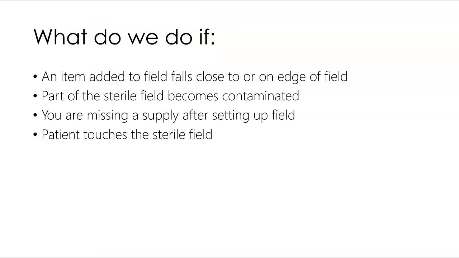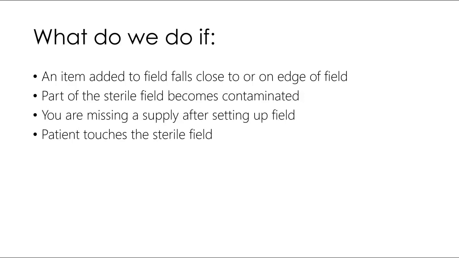Okay, so here are some scenarios about maintaining sterile technique and what we need to do if this happens. For instance, an item added to the sterile field falls close to or on the edge of the field. Remember that 1-inch border of the field is considered not sterile. So if we have a sterile gauze that we're using for a dressing change and we've dropped it on the edge of our sterile field, then it is contaminated. So what we would need to do is not use that item if it falls on the sterile field, or falls on that outer inch of the sterile field.